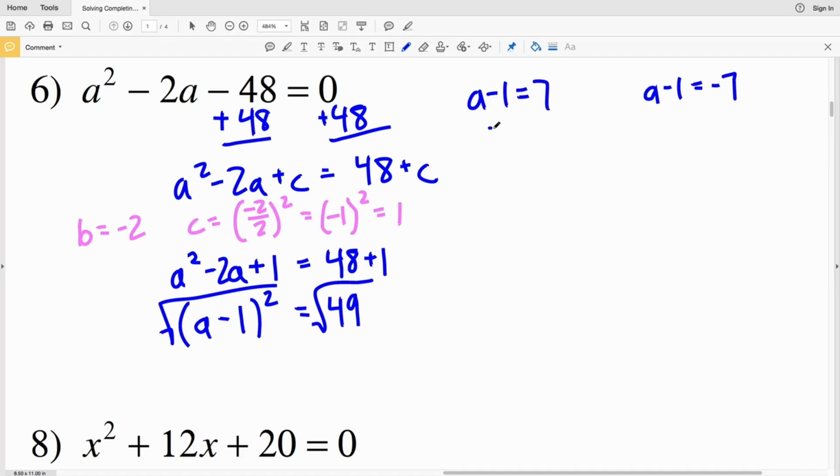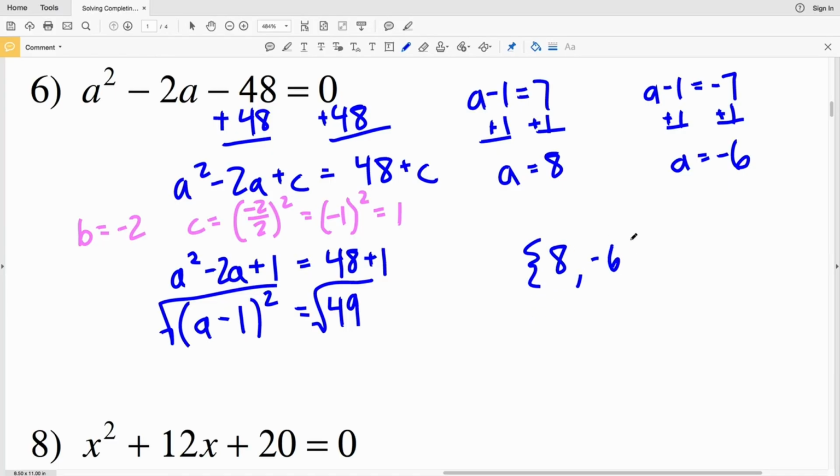So continuing on, I'll add 1 to both sides of my equation to get that a equals 7 plus 1, which is 8. Then I'll add 1 to both sides of my other equation to get that a equals negative 7 plus 1, which is a negative 6. So my solutions in number 6 are 8 and negative 6.